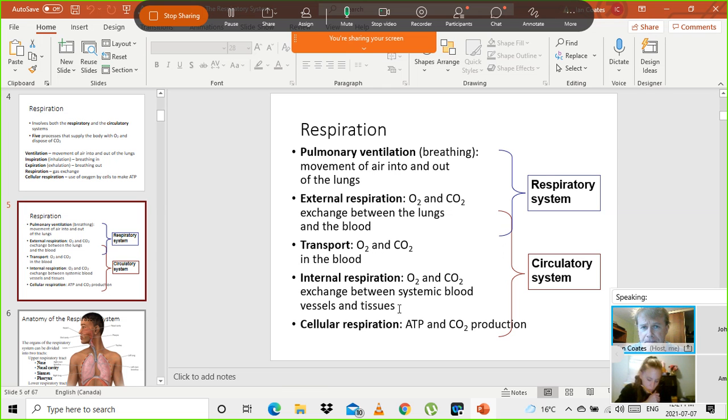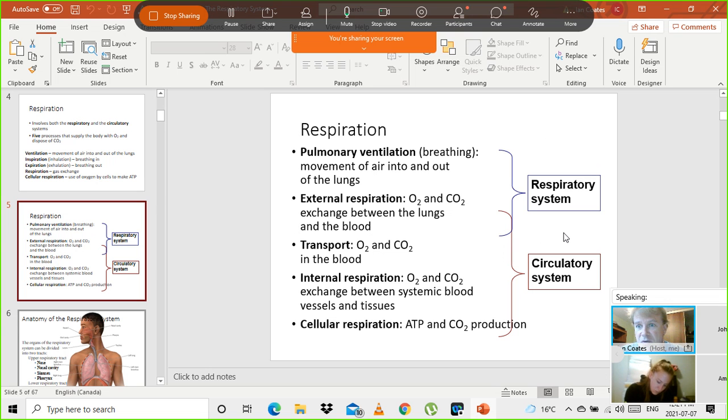Have a look here. There's a couple things here I want to break down. We've got pulmonary ventilation, breathing. Now that should make sense. Pulmonary means lung, ventilation, breathing, movement of the air in and out of the lungs. And this is a part of the respiratory system. External respiration, this is oxygen and CO2 exchange between the lungs and the blood. We'll get there. So this is technically the respiratory system.